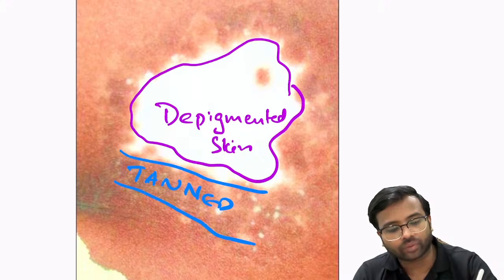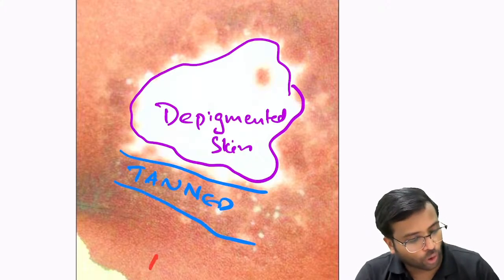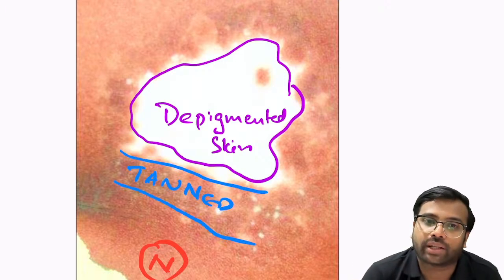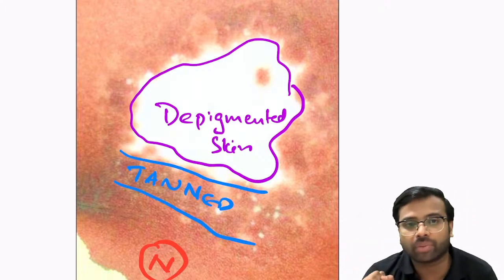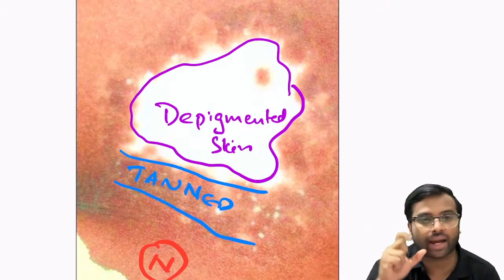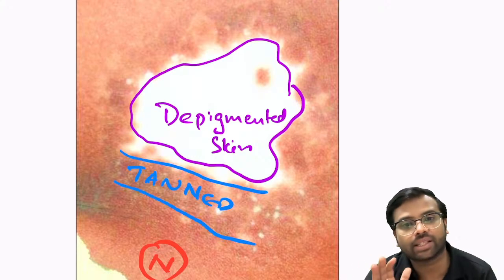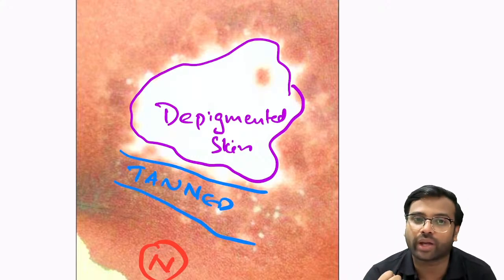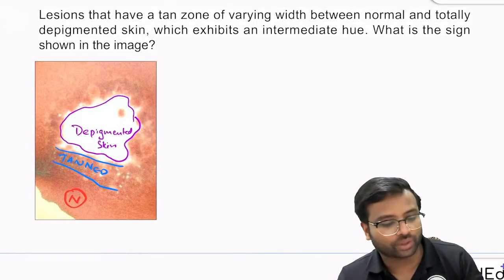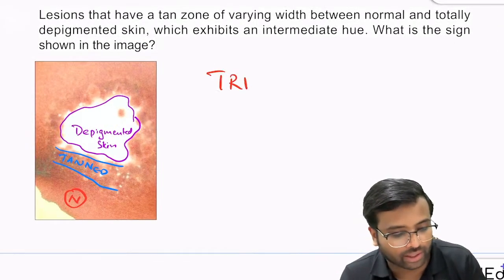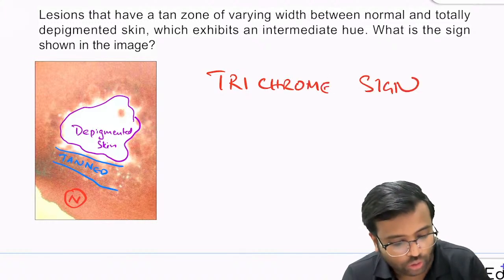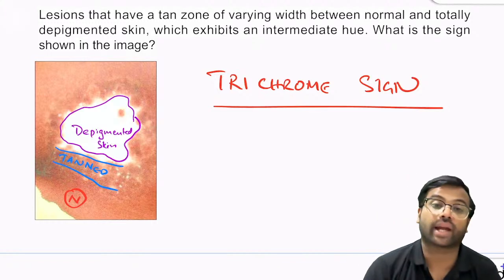After that, I can also see normal skin here. So how many colors do I see in this patient? Centrally, I see a depigmentation. After that I can see a hyperpigmentation or a tanned area. And after that I can see a normal skin. So how many colors is that? 3 colors. So for 3 colors, the name of the sign will be trichrome sign. So the name of the sign should be trichrome sign.